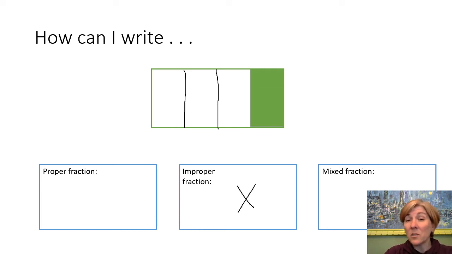The number of pieces will never be more than 4. And I won't be able to write it as a mixed fraction because there aren't any whole complete images in this picture. So the only way I can write it is as a proper fraction. So I've split a shape into 4 equal parts, and one of those 4 are shaded in.